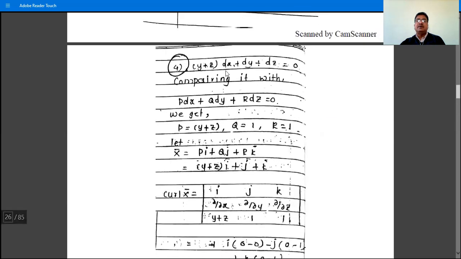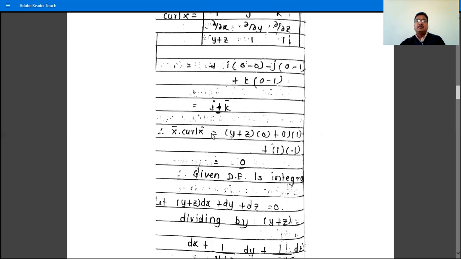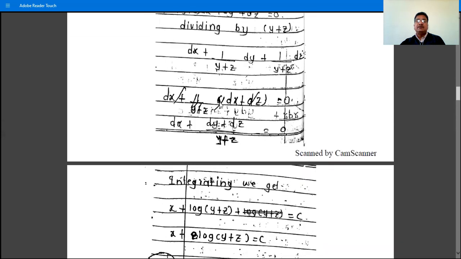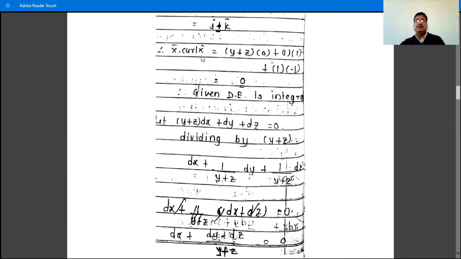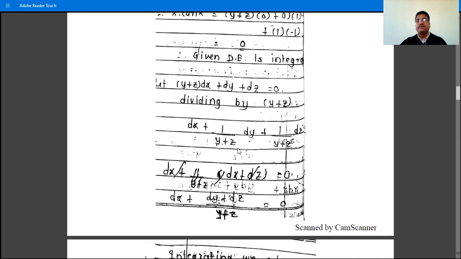So the same example, this is (y plus z) dx plus dy plus dz is equal to 0, and then for the given differential equation, write x bar, find curl x bar, then x bar dot curl x bar is 0, and therefore the given differential equation is integrable. So dividing by y plus z, we have this. This is one variable separable, the x variable is separated.